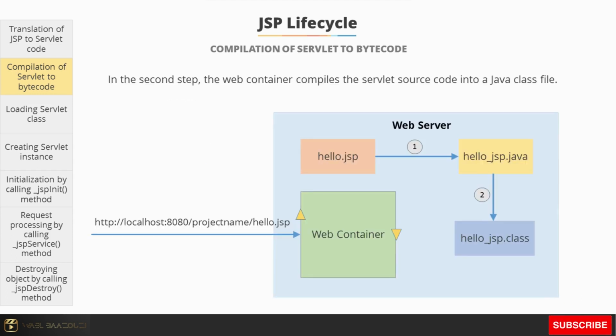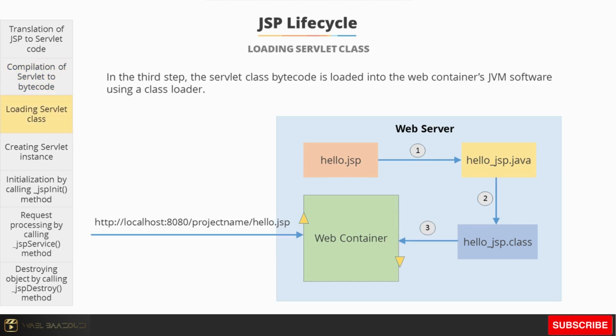In the second step, the web container compiles the servlet code to a Java class file. So the servlet source code will now be converted into a Java file, and further the compilation will happen to convert the .java to a .class file. In the third step, the servlet bytecode is loaded into the web container's JVM software using the class loader. So you can see the web container will be loaded with the compiled bytecode.